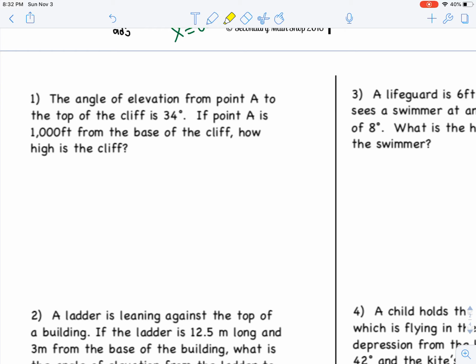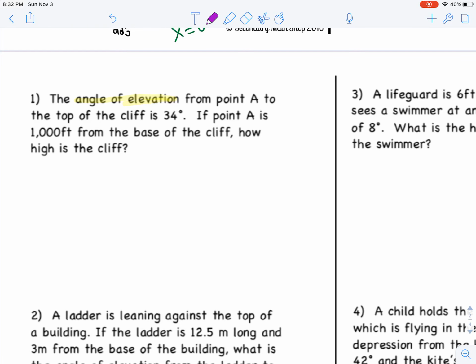Okay, so let's go ahead and get our highlighters or pencils to identify our vocabulary words and draw our triangles. Okay, number 1, the angle of elevation from point A to the top of the cliff is 34 degrees. If point A is 1,000 feet from the base of the cliff, how high is the cliff? All right, so what's our vocabulary word? It's angle of depression. Angle of elevation, sorry. All right, so there we go.